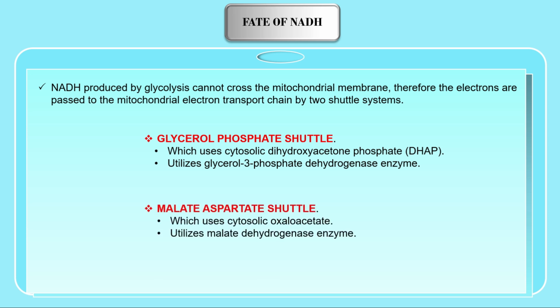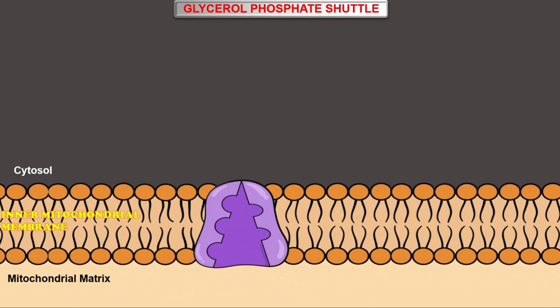Now, we also have another shuttle system called the malate aspartate shuttle. This one uses oxaloacetate in the cytoplasm, and we convert it into malate. Now, it is malate that is the reducing equivalent. So it is malate that carries these hydrogen atoms into the mitochondria, and in this case we use malate dehydrogenase enzyme. Let's look at the details of this process in the next slide.